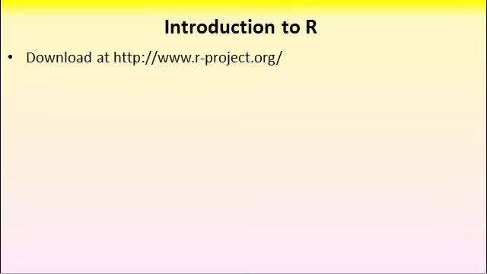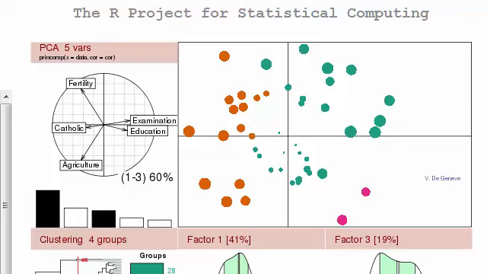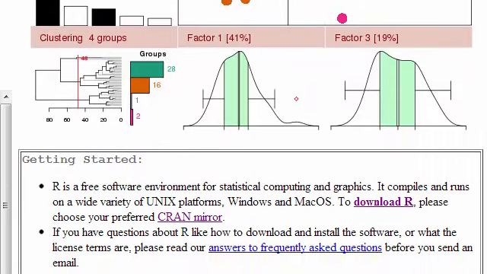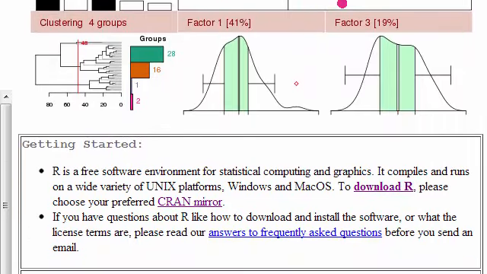So this is a brief introduction to R. R is a software which you can find at this address, r-project.org. That will take you to the R project for statistical computing, and as you can see, R is a free software environment for statistical computing and graphics.